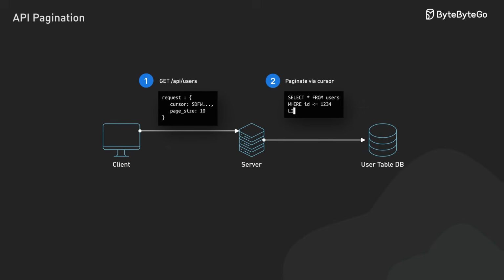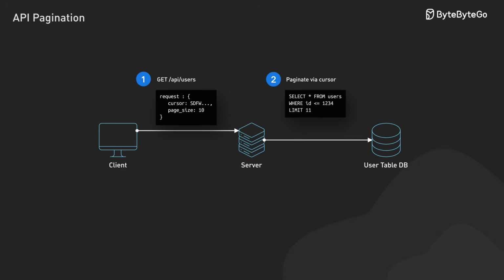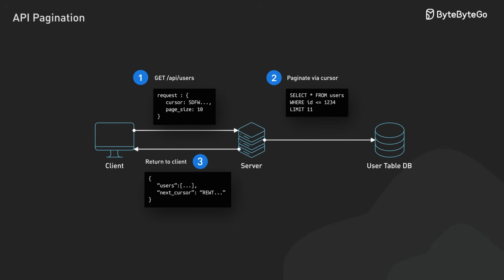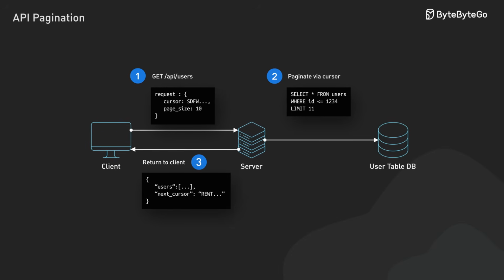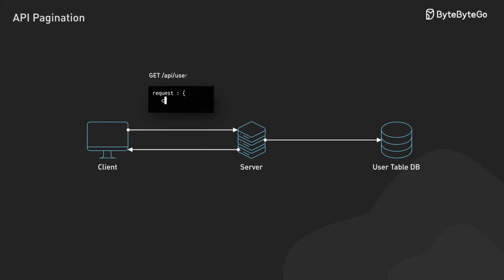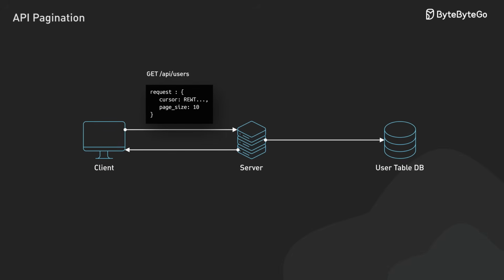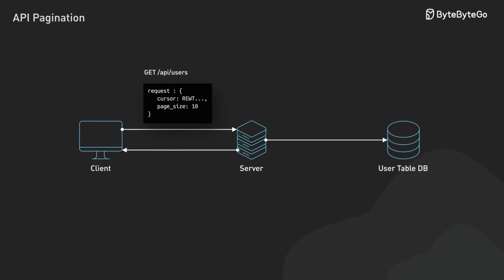We use this cursor to filter and fetch the next batch. After that, we send back the result plus a new cursor for the last item. Finally, the client uses this new cursor for their next request.